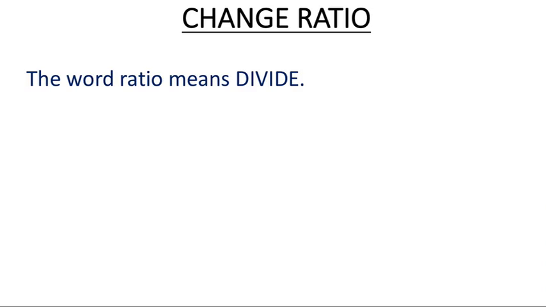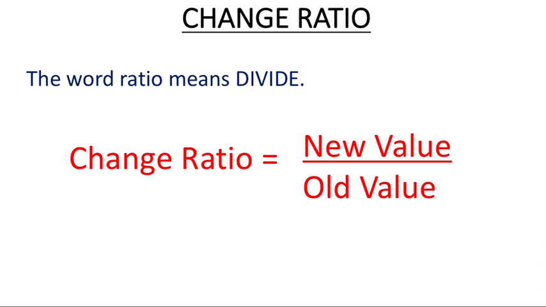And the first thing we need to talk about is something called a change ratio. The word ratio means to divide, and so a change ratio, we take the new value and we divide it by the old value. The change ratio can be used to help us make predictions for Newton's second law.